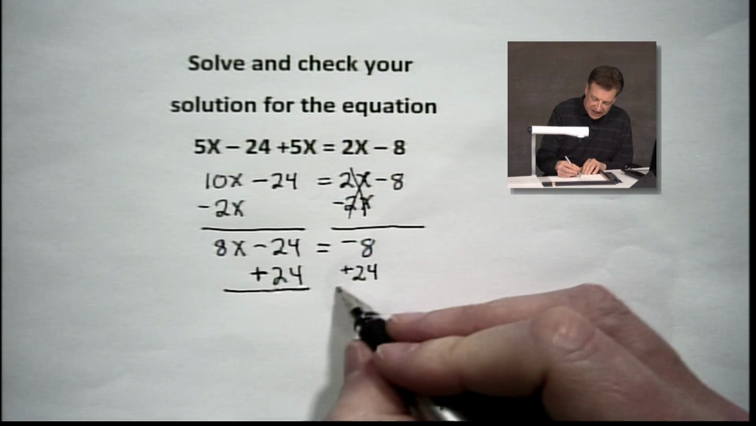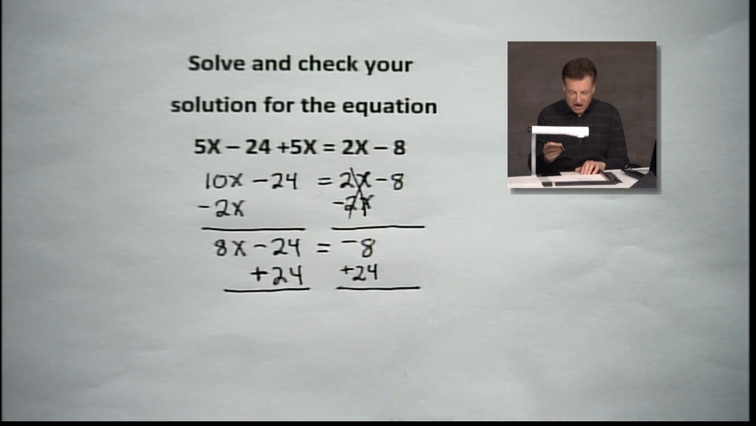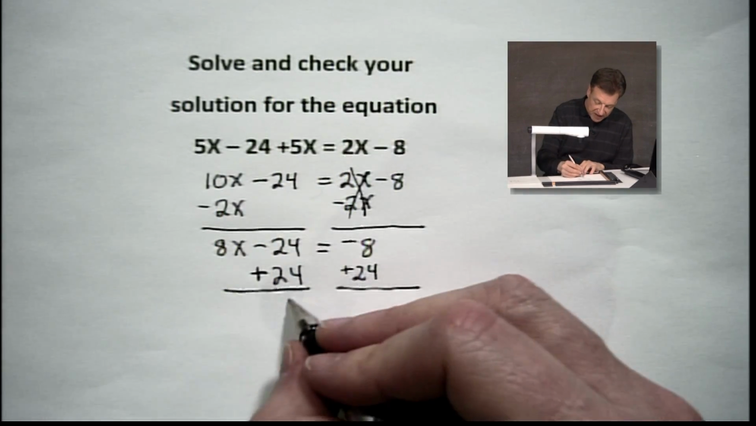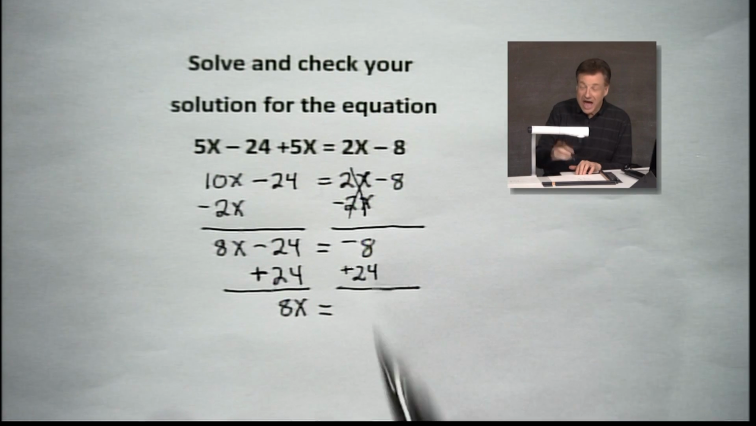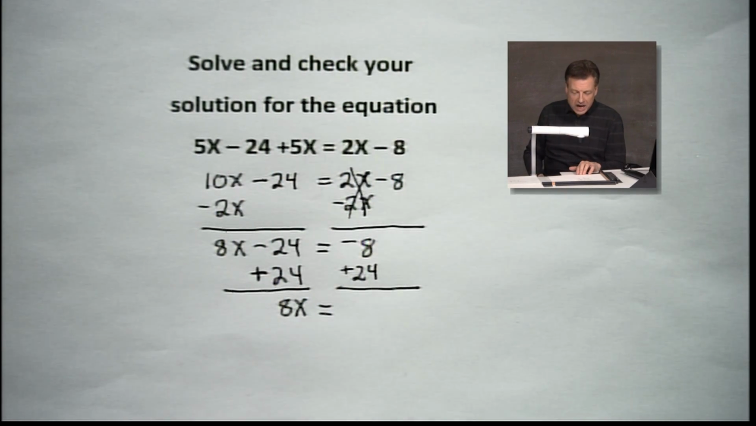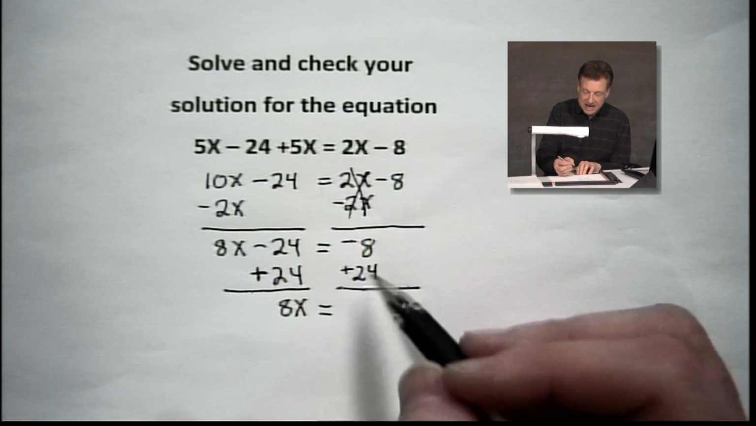And I'm seeing good numbers. You say, really? I'm seeing great numbers. Get those 24s to cancel out. Life is good. We have 8x left on the left. Left on the left. I like that. And on the right-hand side, I've got 24 and a negative 8. That means we're going to subtract those two. Signs are different. Keep the sign of the one with the biggest absolute value.